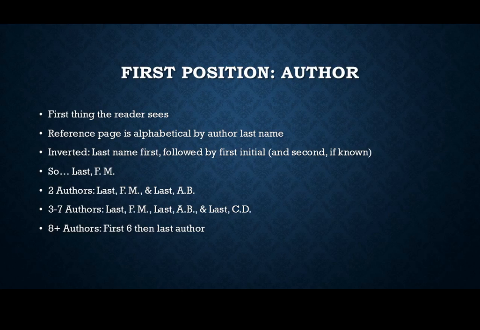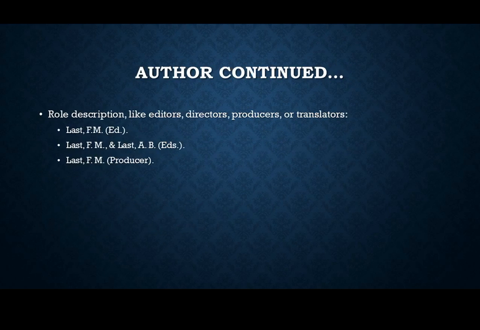If there are two authors, place a comma after the middle initial followed by the ampersand sign. If there are between 3 and 7 authors, place a comma between each, and before the last name, place another ampersand sign. If there are more than 8 authors, list the first 6th and then the last author. If the creator is something other than an author, write their role in parentheses following their name. For example, editor or producer.